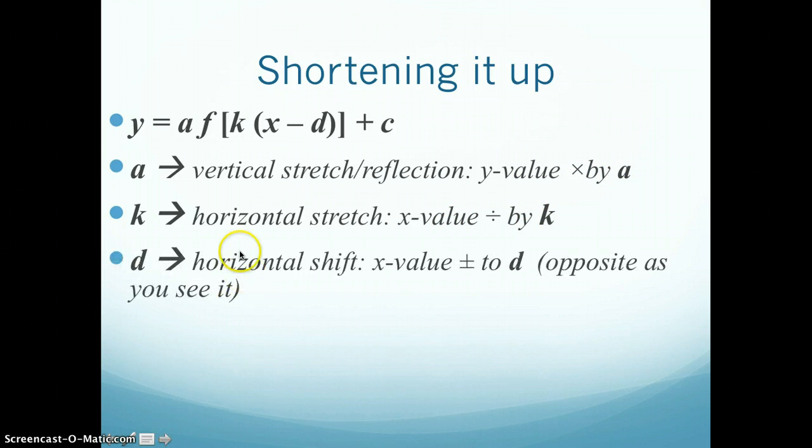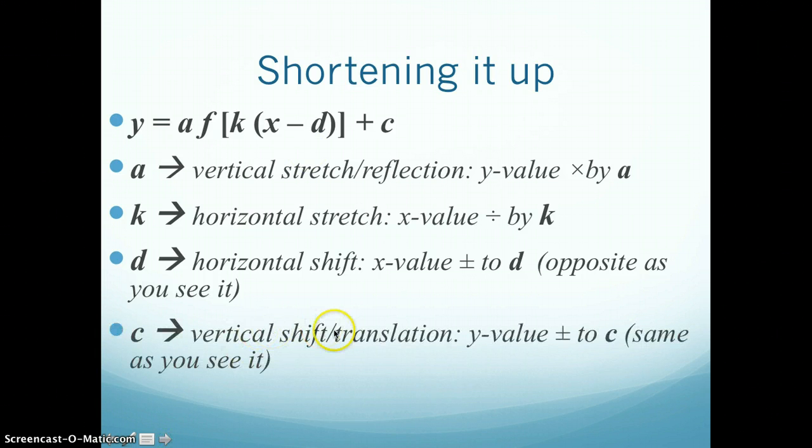For D, you're going to do your horizontal shift. Because it's horizontal, you work with the x values, and you add or subtract D, opposite of what you see. So if it says x -2, you'll actually add 2, or if it says x +5, you'll actually subtract 5. And for C, that's your vertical shift, or translation, which is another word for shift. For that one, you take your y values and add C to them, the same as you see it. So if it says positive 7, you move the whole thing up 7.